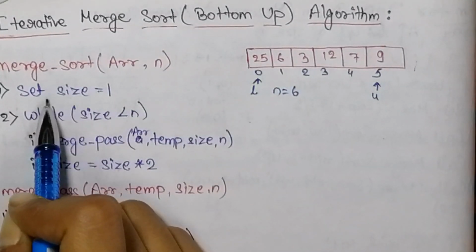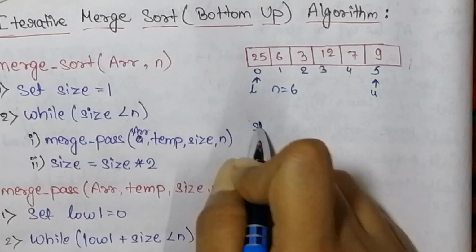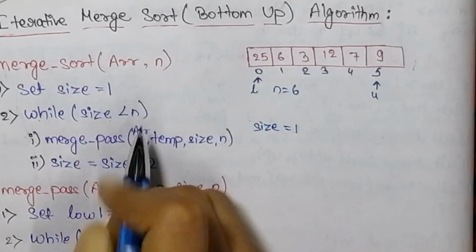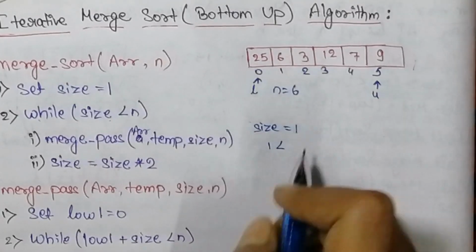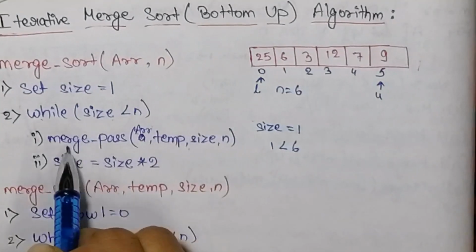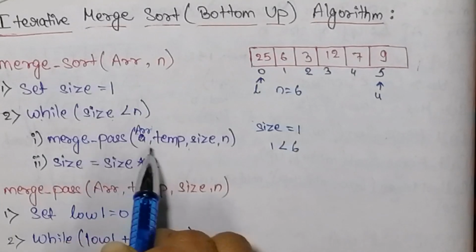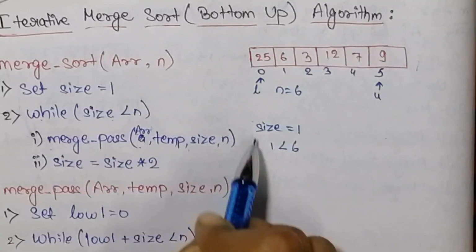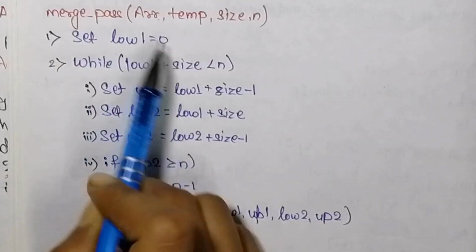In the beginning we will set size equals to 1. Then while size is less than n, that is 1 is less than 6, we will call a function merge pass with these 4 arguments. So let's see the block of this function. See, this is the function.